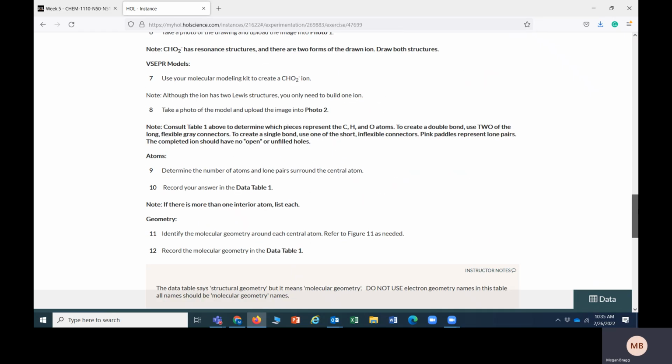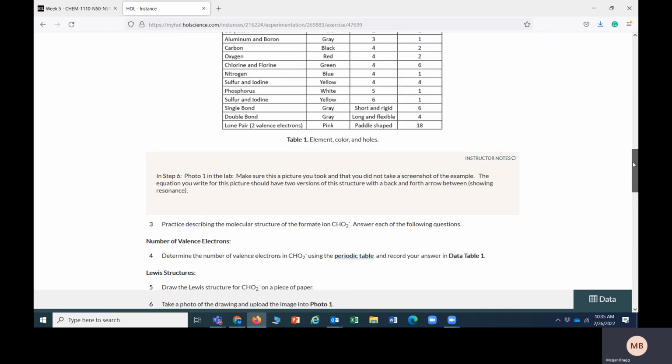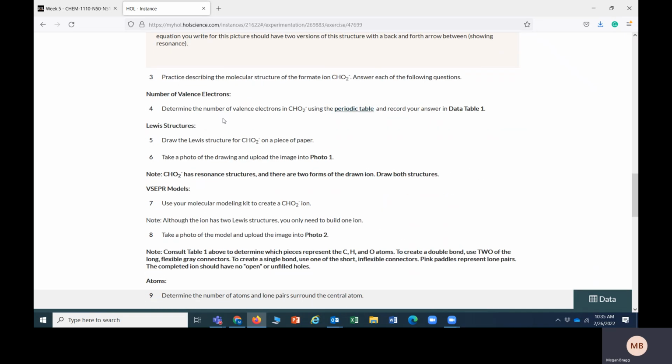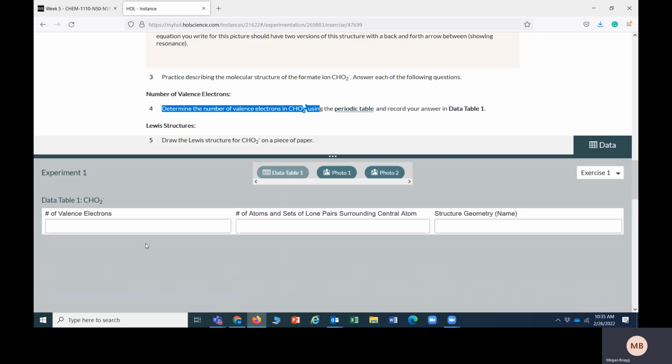So what you want to do in this section is you're going to start right here. You're going to describe the structure of this ion and you'll answer the questions. And then you're going to determine the valence number and put your answer in data table 1. So this is how it looks. So you're just going to count up all the valence for all of these. You're going to fill it in here.